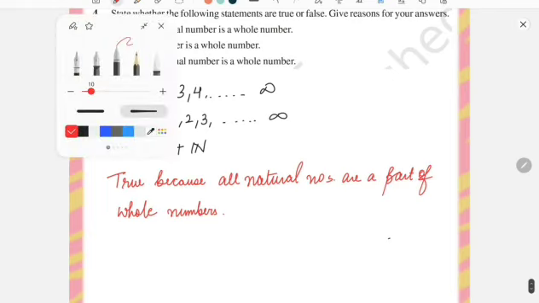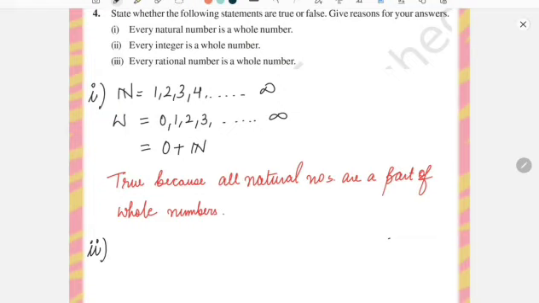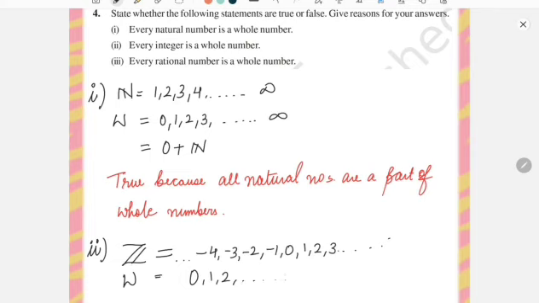Every integer is a whole number. Now the second one we have here is that every integer is a whole number. What are integers? Integers are a set of negative and positive numbers including 0. So the set becomes -4, -3, -2, -1, 0, 1, 2, 3 and so on. It goes on till infinity, right? And what are whole numbers we have learned here is written above as well. इस ऊपर भी लिखा है हमने 0, 1, 2, 3 and so on.